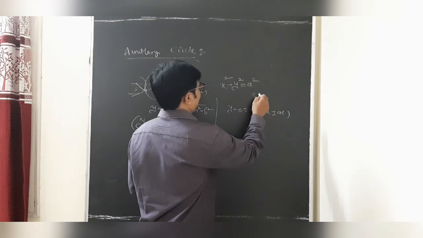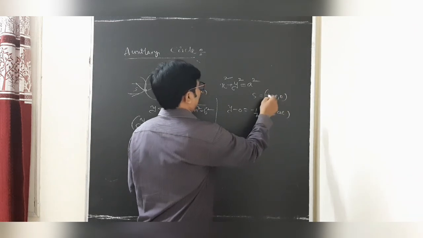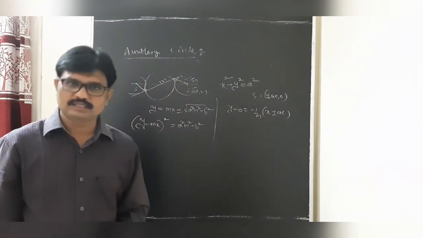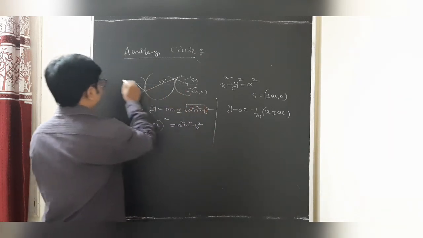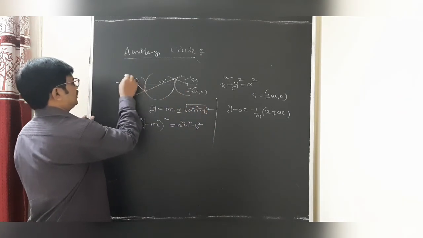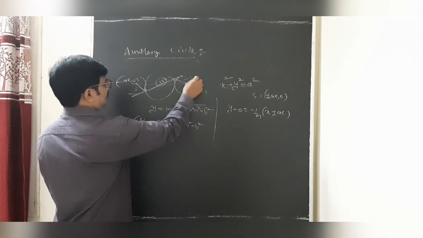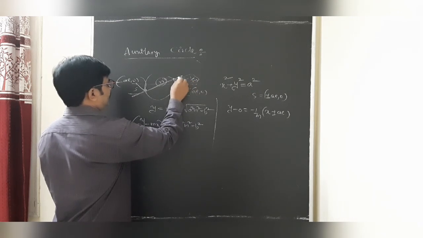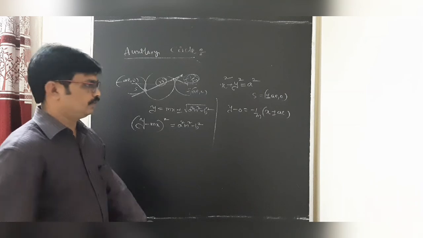The foci are, students, plus or minus ae comma 0. What is the focus, students? Plus or minus ae comma 0. So this is ae comma 0, and this is minus ae comma 0. This line, the tangent, has the slope m. Now this is perpendicular to the tangent, therefore having the slope minus 1 by m.